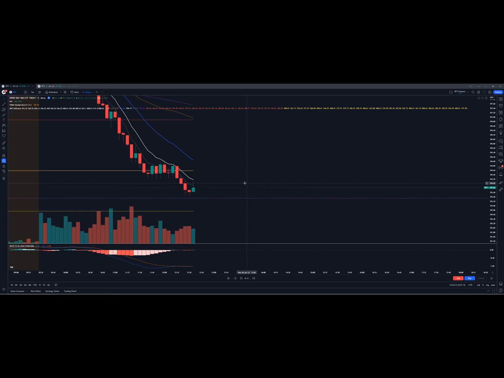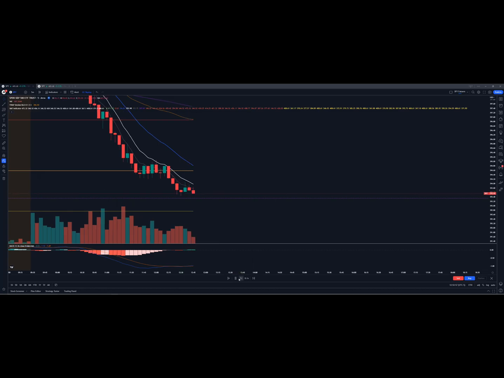And when we end up finding support, we start to consolidate. So this is the part where you can see the flag formation. So I'm going to let it consolidate for a little bit. Okay, there. So let's go ahead and draw this to make it easier. So you can see we have this extended move down, and then we find some consolidation. So we get some consolidation here, and we can kind of draw this flag pattern.